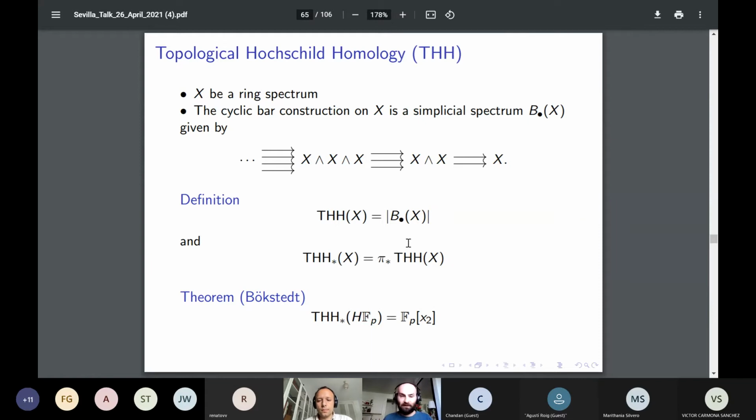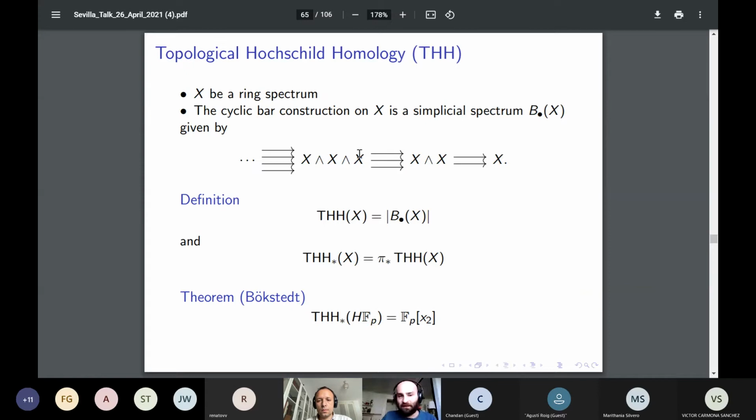And Bökstedt makes this definition, and he computes the topological Hochschild homology groups of HFp. This is a very interesting and very important theorem. One reason is that these THH groups turn out to be very simple. A priori, as you take smash products in spectra over the sphere spectrum, smash products in spectra depend on stable homotopy groups of spheres. So these THH groups depend on stable homotopy groups of spheres.